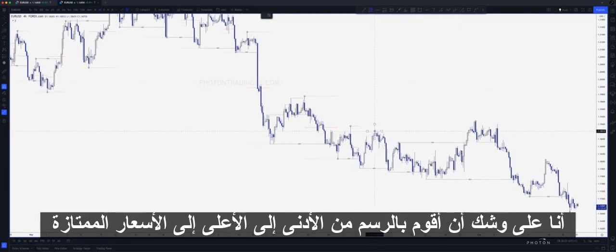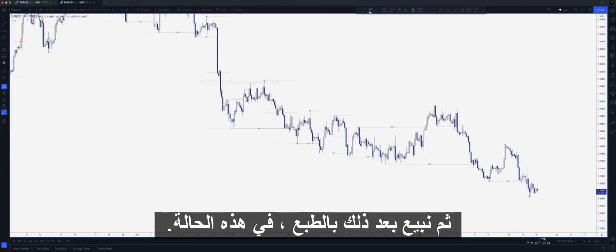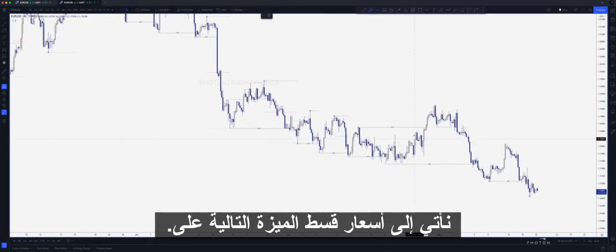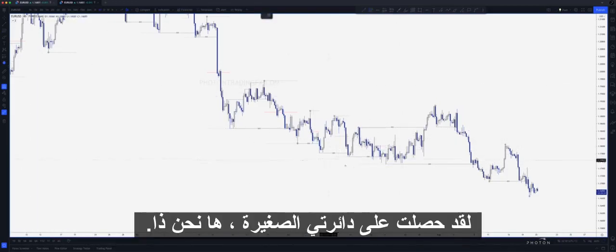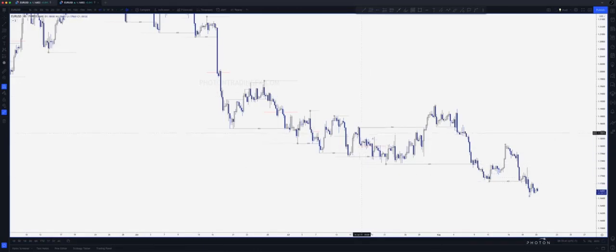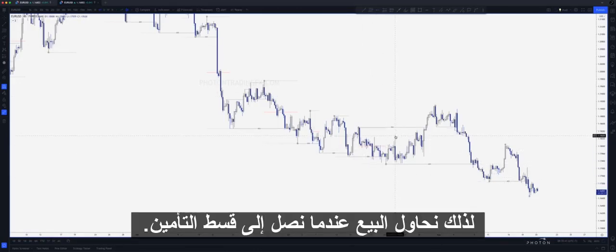Almost there. Draw from the low to the high, up into the premium prices, and then we sell off. And then of course, in this case, we do come up to the premium prices. Don't actually draw it on, so it's to the swing low there. And we pull back up into the premium prices. Don't know why I haven't got my little circle on. There we go.